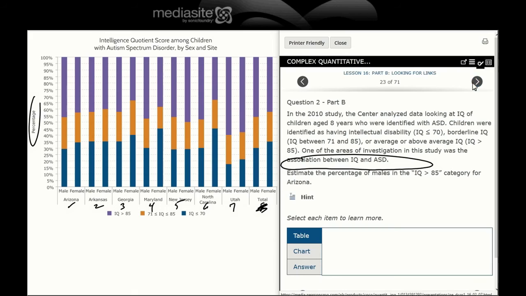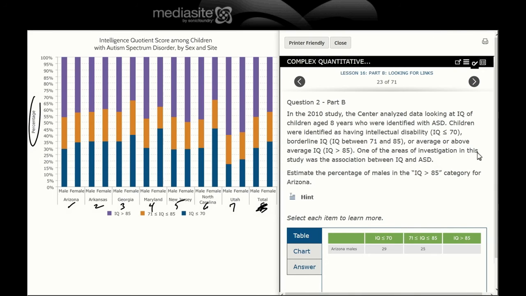Next question. Okay, so it's a 2010 study. We have 3 variations: one color purple for over 85, orange between 71 and 85, and blue for less than 70. Here's a question. Estimate the percentage of males in the over 85 category for Arizona. That's the purple. There's Arizona. There's male.